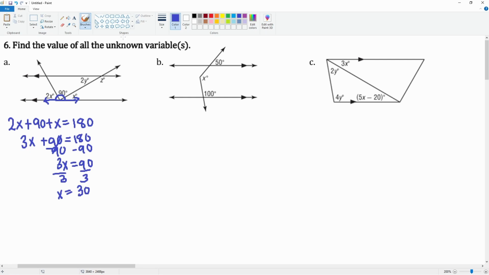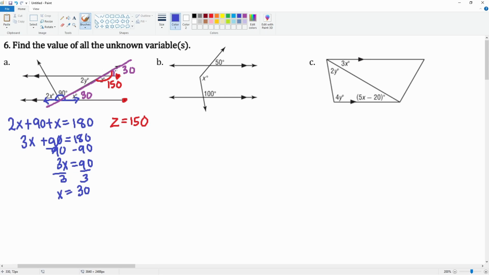Now, looks like this is parallel to this, right? So if we extend this as the transversal, right? Notice this is 30, so by corresponding, this also has to be 30. By linear pair, this has to be 180, so this has to be 150. So z is going to be 150, okay?